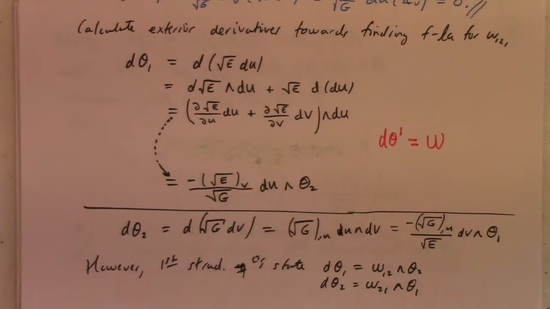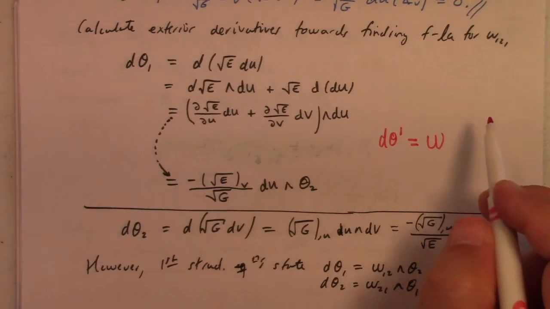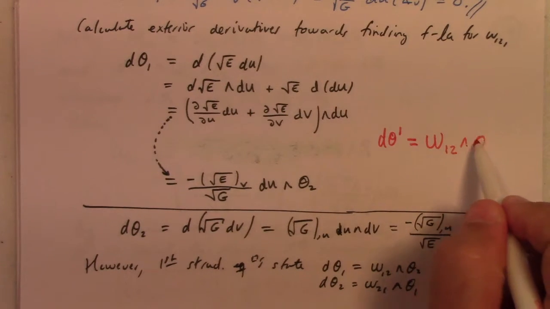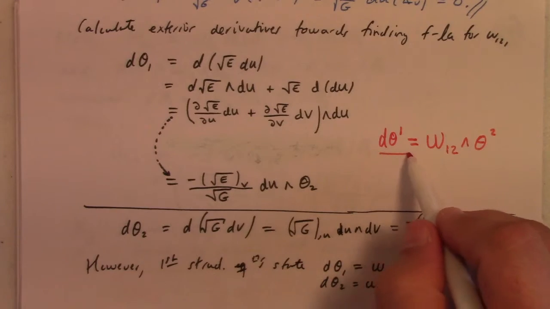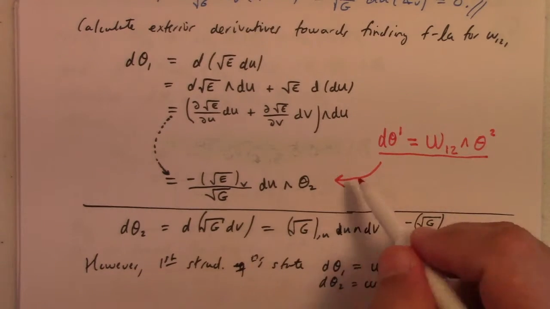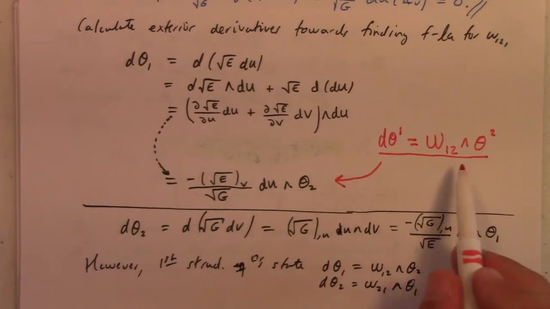Oh, come on. I want to make sure I don't have a sign error here. I will find it. Bear with me. So d theta 1 is omega 1, 2 wedge theta 2, right? The reason I'm rewriting it that way is so that I can see what omega 1, 2 should be.